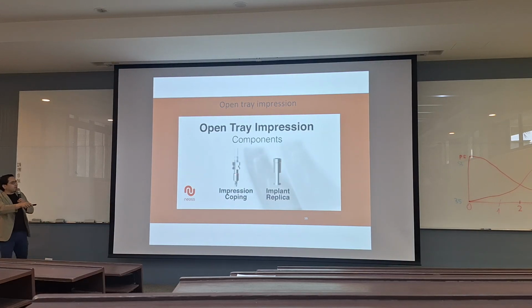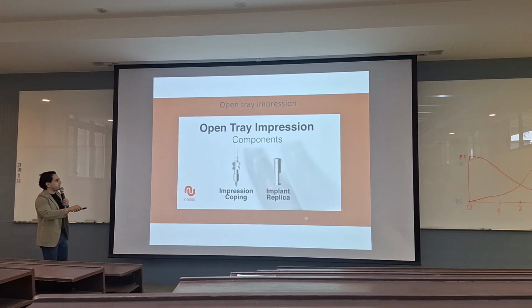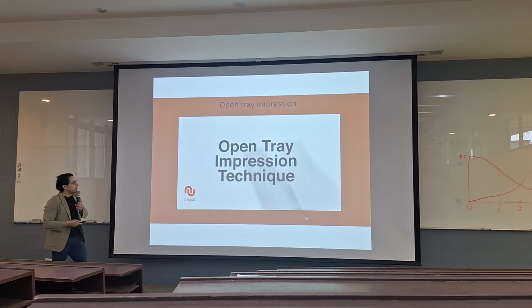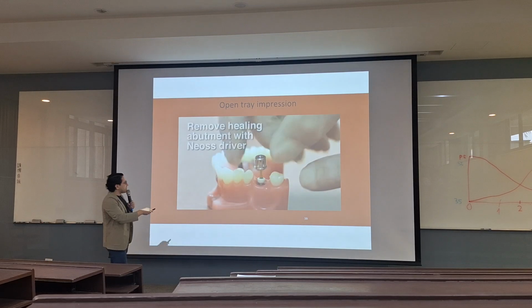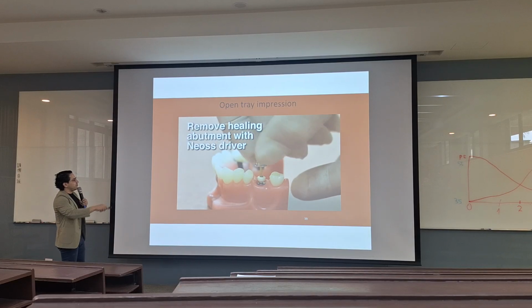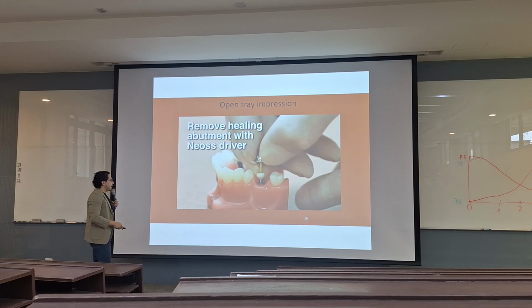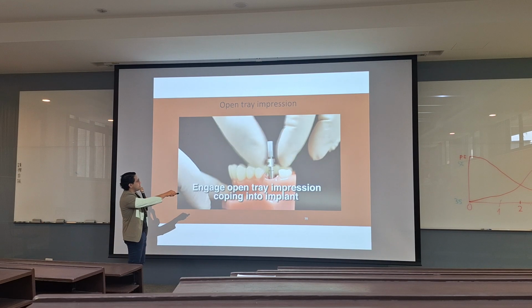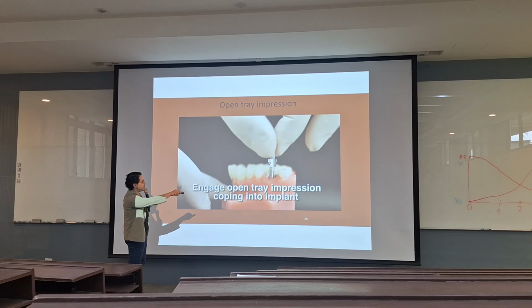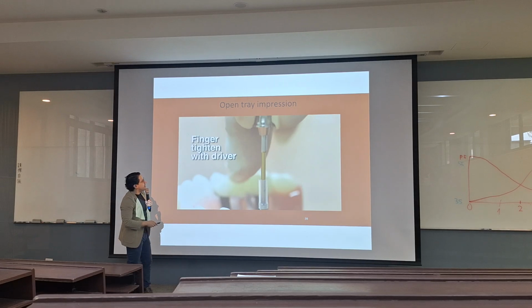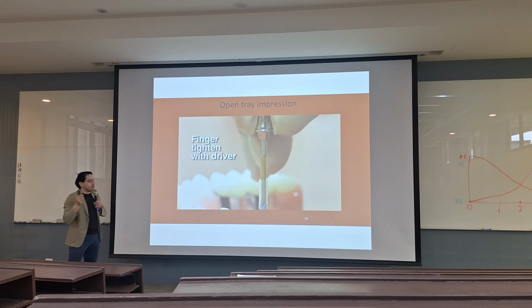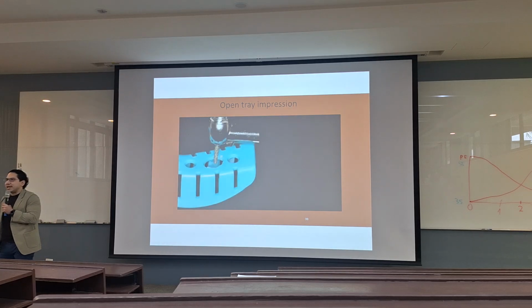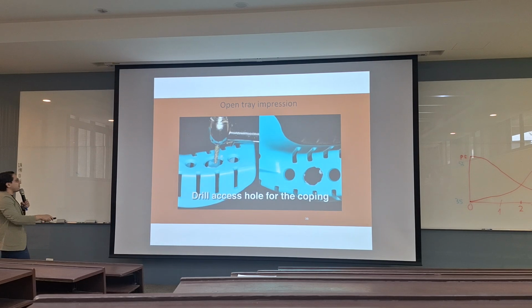So in this one, we have an impression copy. We have the implant replica, which is the analog. So in this kind of case, of course, it's the same. You remove your healing abutment. You put your impression copy. You make sure that it's tight. Once you know it's tight, you take an X-ray to see if it's exactly in place.